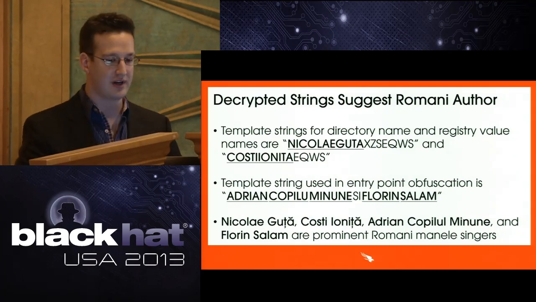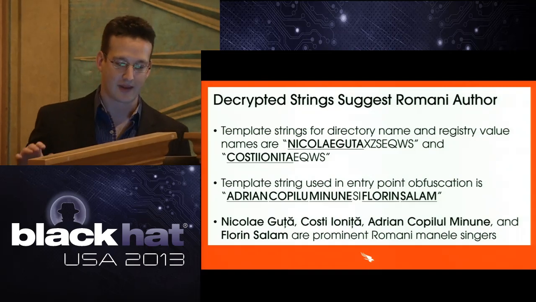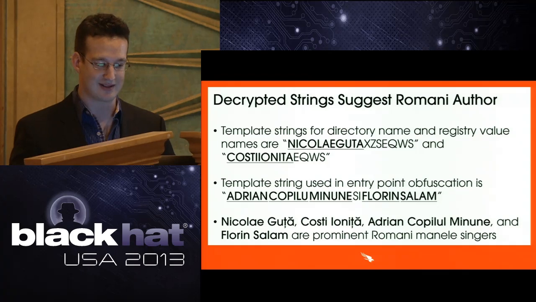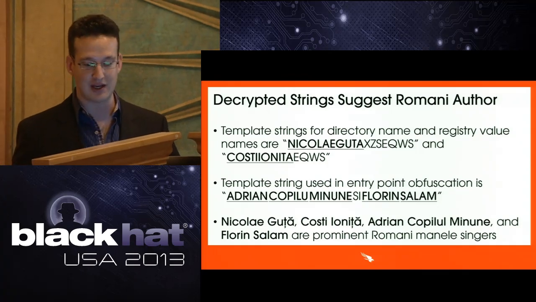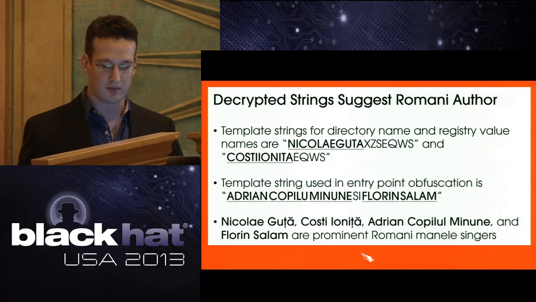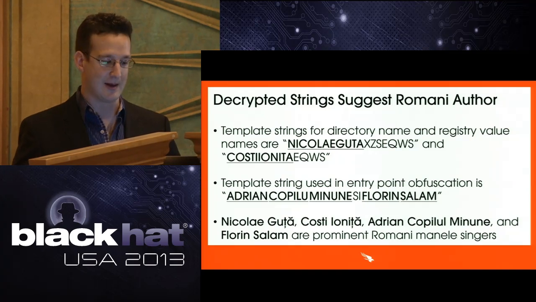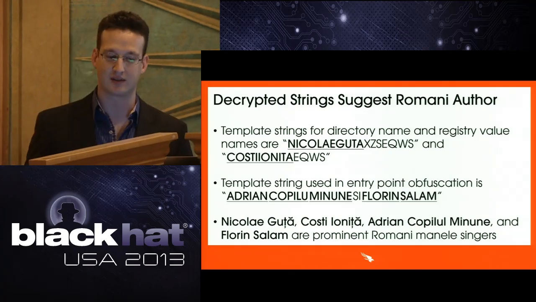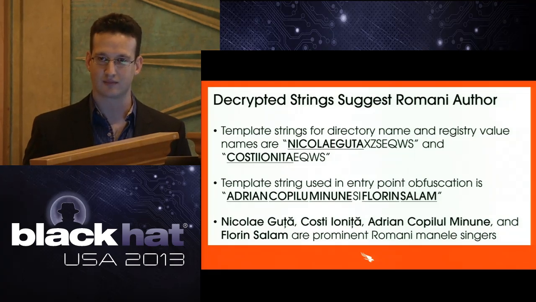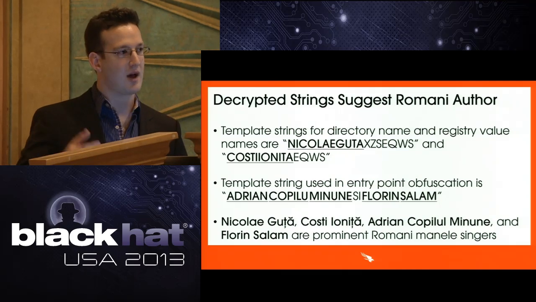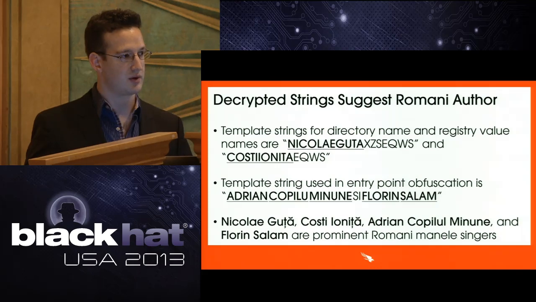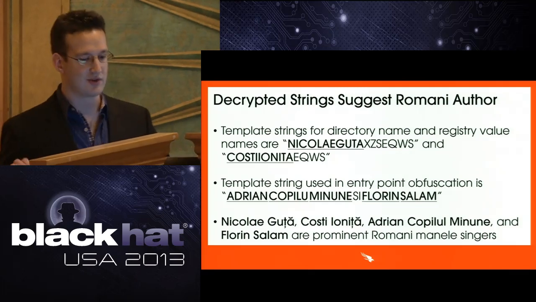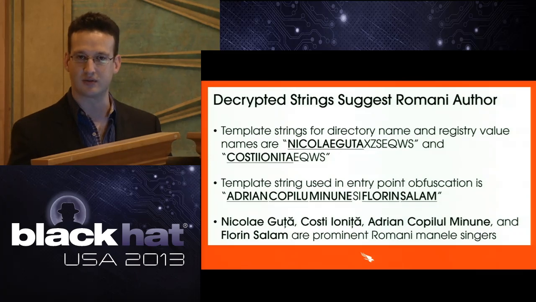So the template strings for the directory name and registry value names are Nikolai Gutsa, XZSEQWS, and Kosti Ionitsa, QWS. And the template string used in entry point obfuscation is Adrian Copilul Minune Si Florin Salam. And all four of these guys are Manele singers, very prominent Romani Manele singers. Again, further suggesting that the malware appears to have been written by someone who is Romani and/or likes Romani culture a lot.